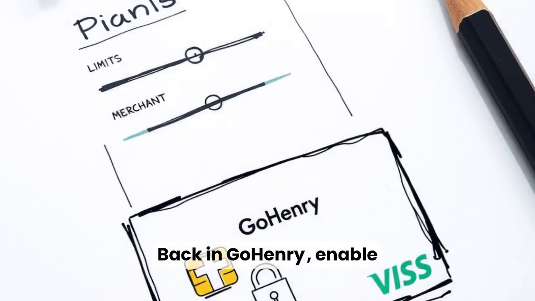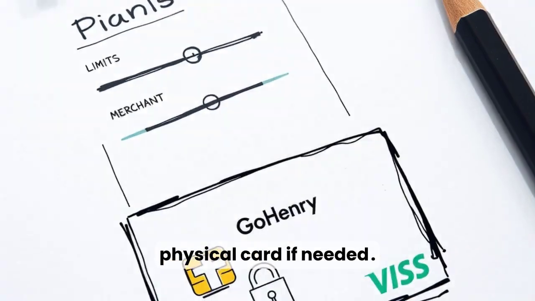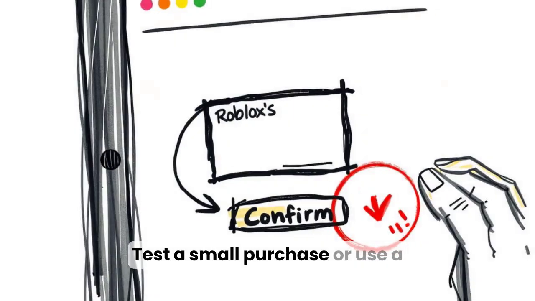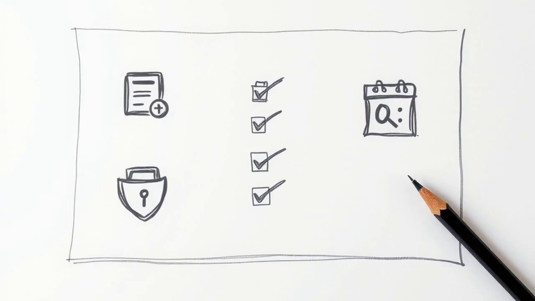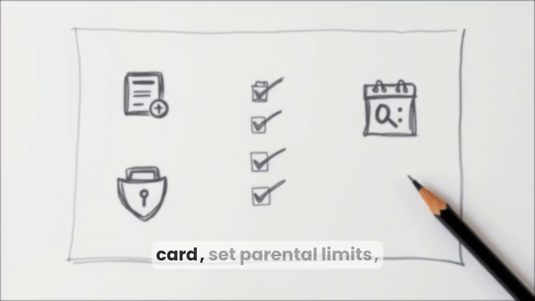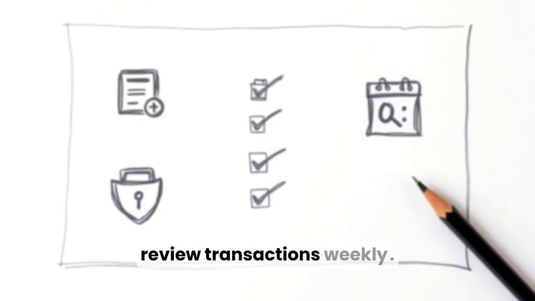Back in GoHenry, enable spending limits, merchant controls, and lock the physical card if needed. Test a small purchase or use a low-value Robux pack to confirm payments work correctly. Quick recap: use a virtual card, set parental limits, enable notifications, and review transactions weekly.